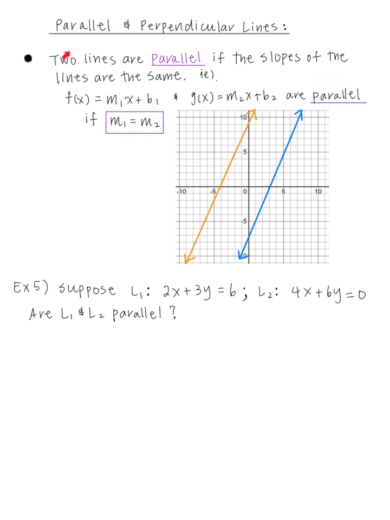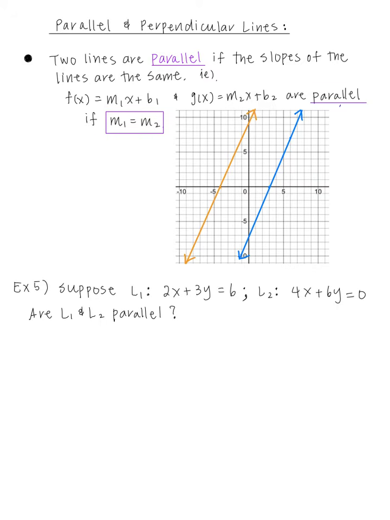All right, our next topic is parallel and perpendicular lines. Okay, so let's first go with the definition. Two lines are parallel if the slopes of the lines are the same, i.e., if the first function, let's call it f of x, equals m1x plus b1, and g of x, the other function, equals m2x plus b2. So these two lines are going to be parallel if their slopes are the same.